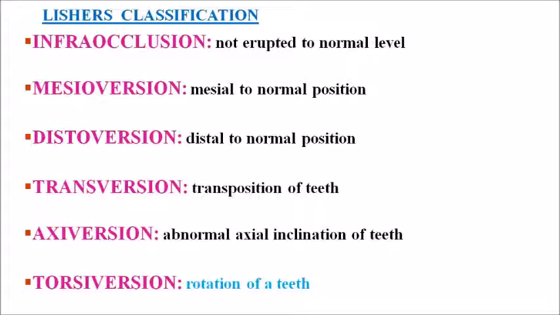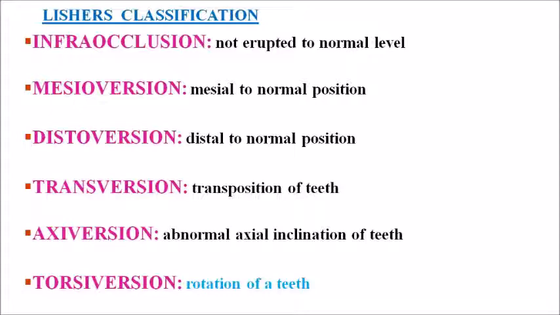So transversion is when there is a transposition of the teeth. When there is an interchange in the position of the teeth, it is called transversion. Axiversion is when there is an abnormal axial inclination of the teeth. And torsiversion. Torsiversion is a little bit confusing. It is the rotation of the teeth.